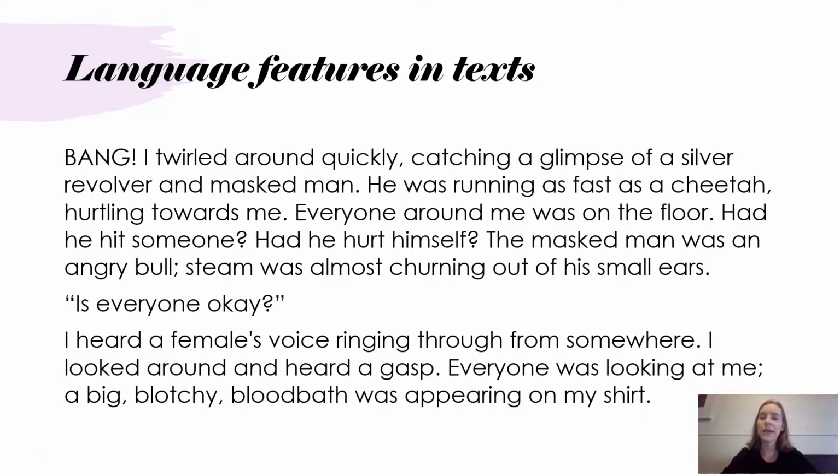Now, looking at the language features in here, we have adjectives. So he's turning around quickly. The silver revolver, a masked man. They're not just a revolver, and it's not just a man. They are masked. He has small ears, and he's an angry bull. He's not just a bull walking around the paddock, he's angry. We have big, blotchy bloodbath. It's not just a pile of blood on the floor. It's big, it's blotchy, and it's appearing on his shirt.